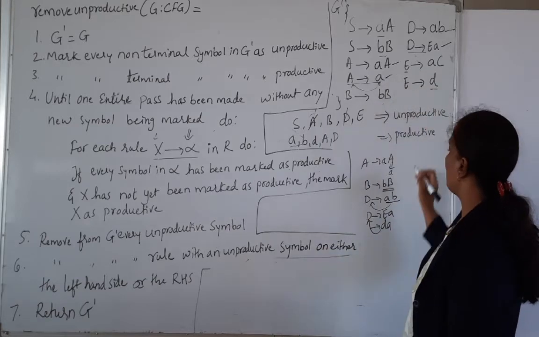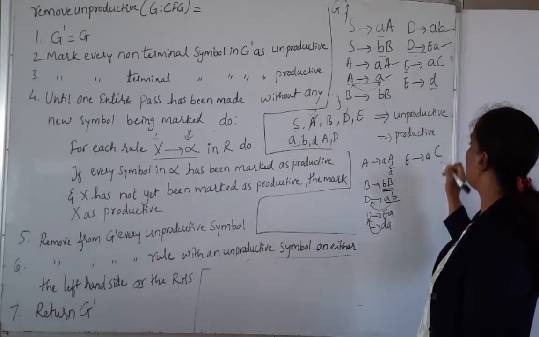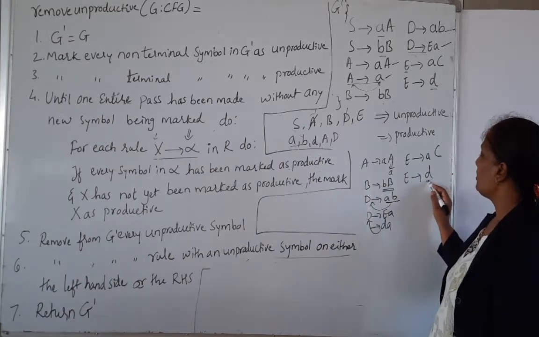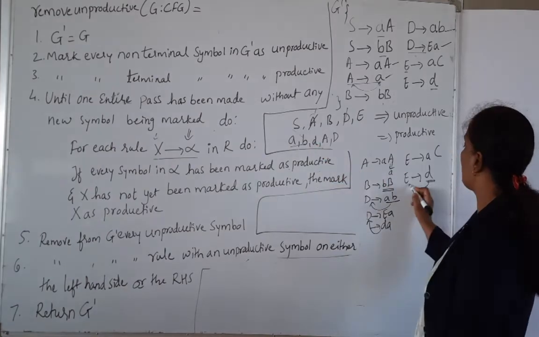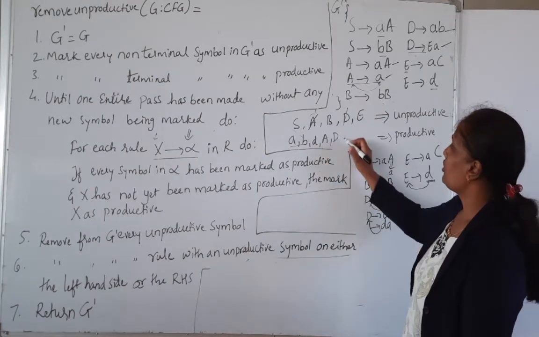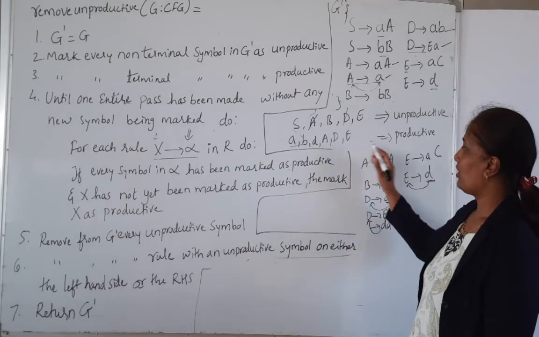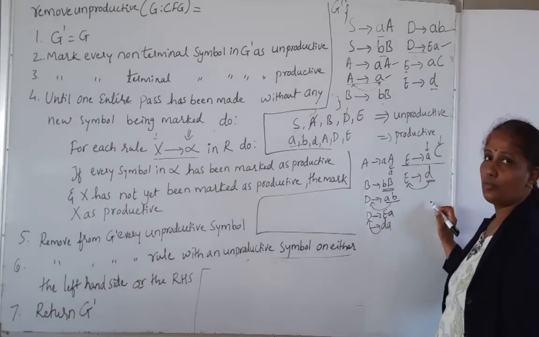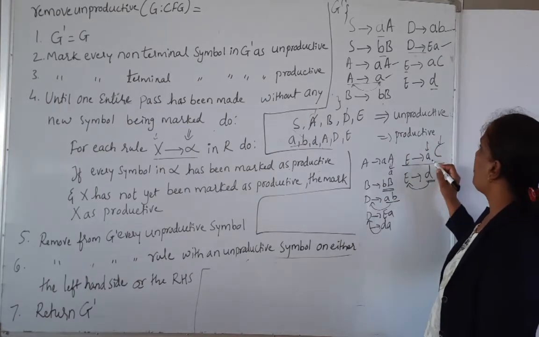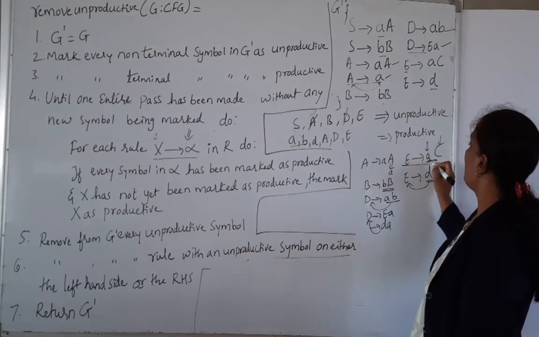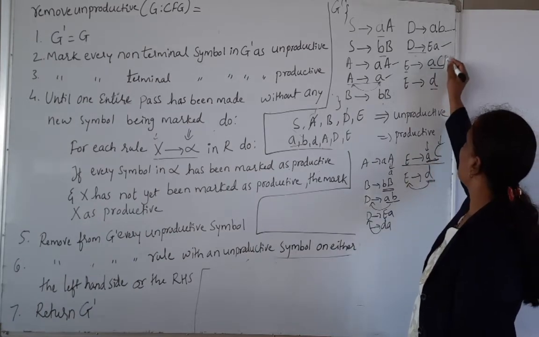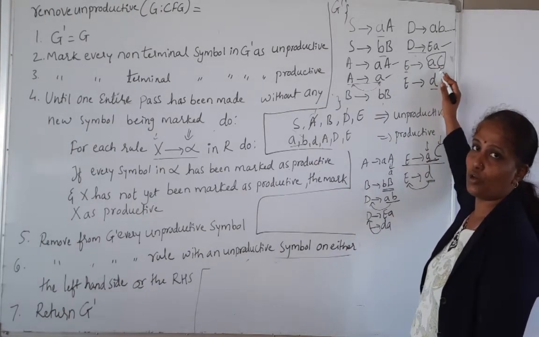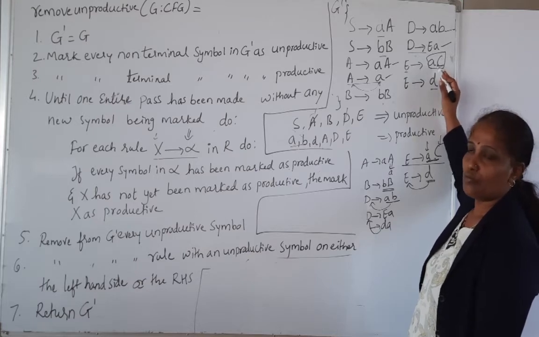Next, consider the E productions here. E produces AC is there. Next, E produces D is there. So E produces D, where D is marked as a productive symbol. Based on that, I can mark E as productive. So I will make an entry of this E in the productive list. Next, consider the first rule of E, where a is productive and this C is an unproductive symbol. So according to this, I can't consider this rule as a valid rule, because it is not producing only productive symbols at the right hand side.